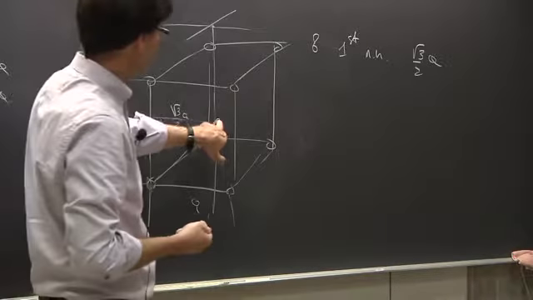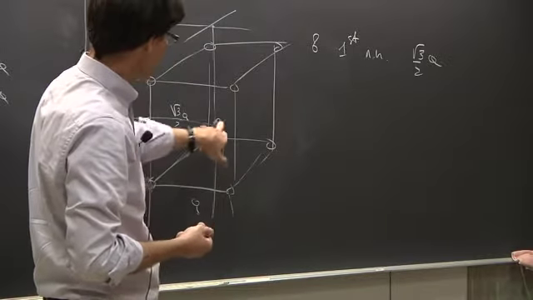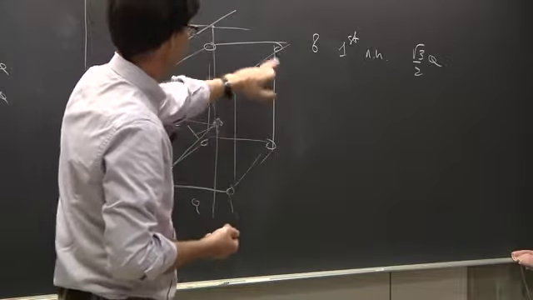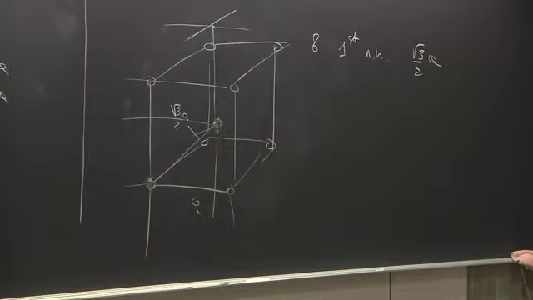All right, so I could see it starting from here, but I see it much better if I sit here, and I see now 8 nearest neighbors. And that's equivalent, because I know that this is a Bravais lattice, so every point is exactly the same.